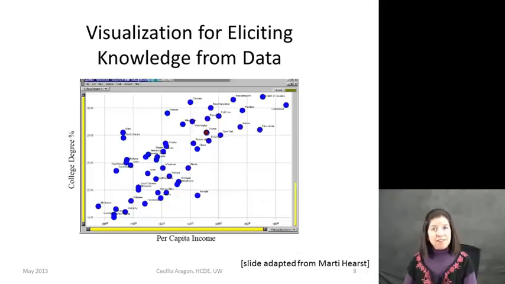Here's another way of presenting the data in a scatter plot. We have per capita income on the x-axis and the percentage of college degrees on the y-axis. And as you can see, the question of which state has the highest income is instantly answered. We can see that Connecticut has the highest per capita income. Similarly, it's clear there's a trend, that there's a correlation between per capita income and the percentage of college degrees. And there's also a couple of interesting outliers. Nevada has a relatively high per capita income, but a very low percentage of college graduates.